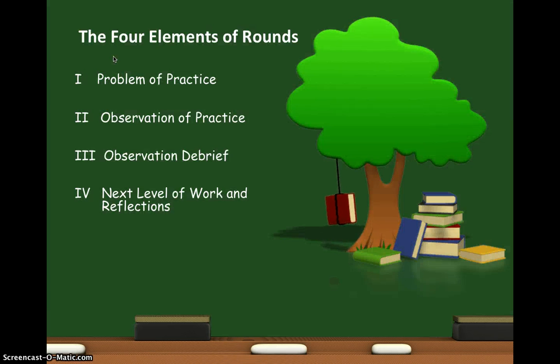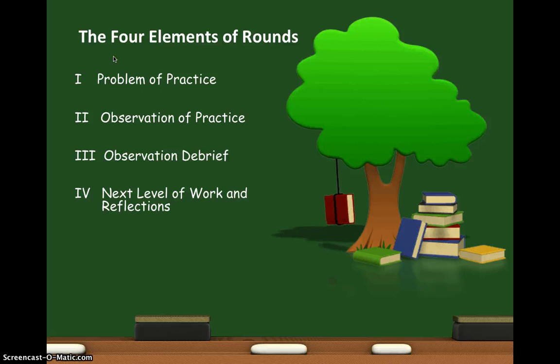There are 4 elements of instructional rounds. They include a problem of practice, observation of practice, observation debrief, and next level of work. The problem of practice is developed before the rounds visits. It's something the staff cares about and impacts student learning. The problem of practice becomes the focus for the walkthroughs.